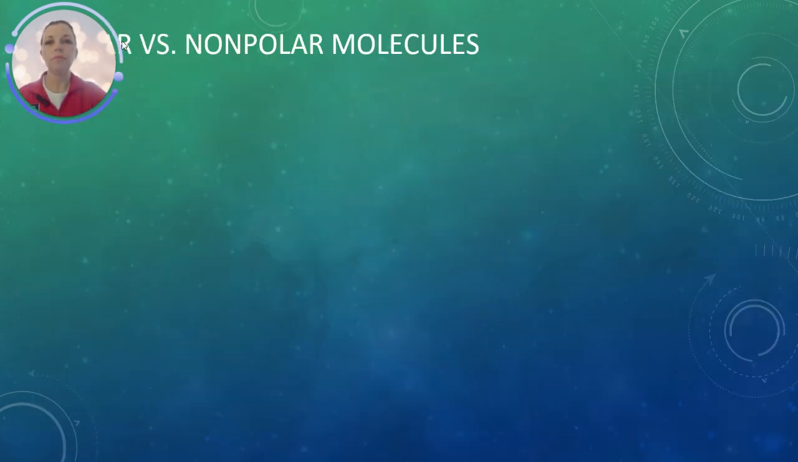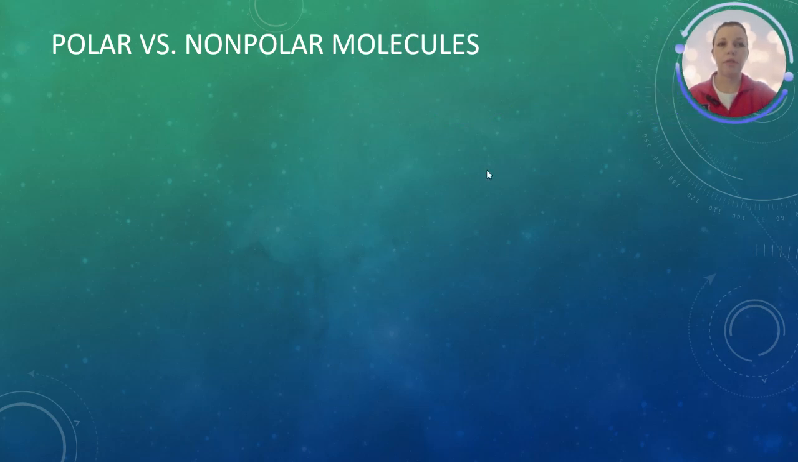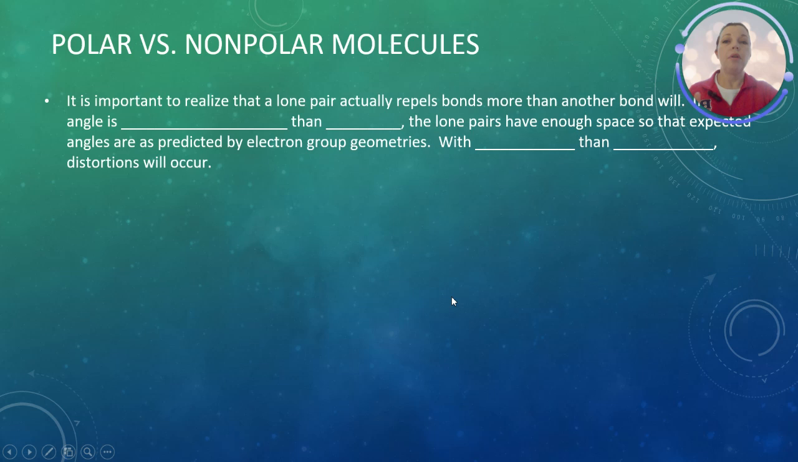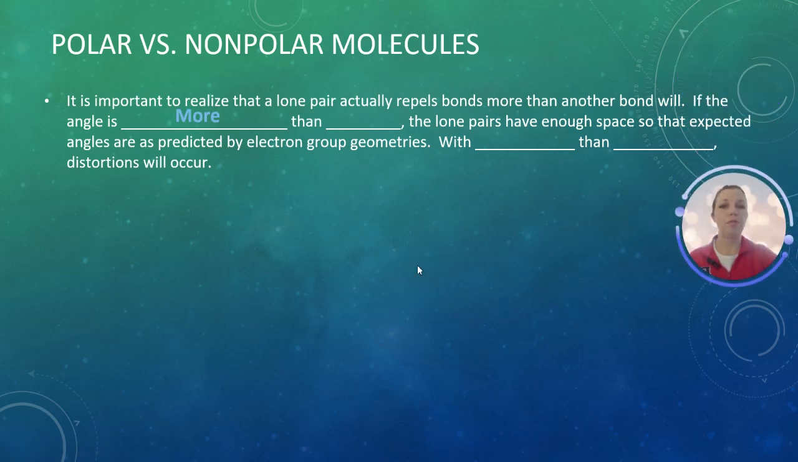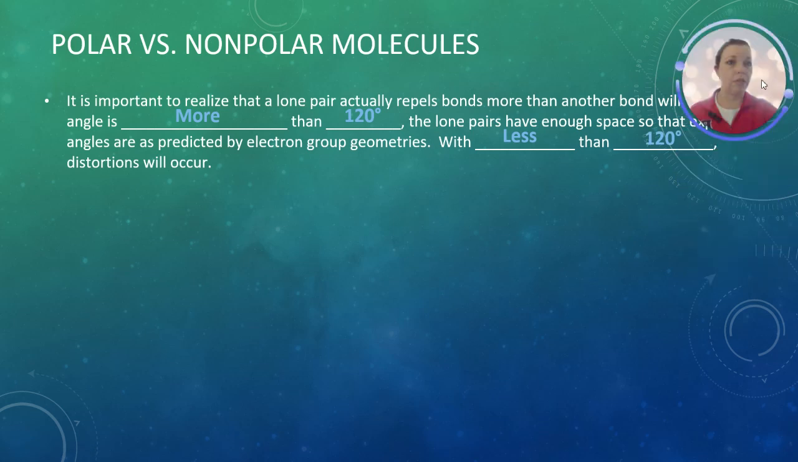All right, so then let's think about polar versus nonpolar molecules. So we've already talked about polar and nonpolar bonds. It's important to realize then that when those bonds come together into a molecule, they can create a polar or nonpolar molecule. A lone pair actually repels bonds more than another bond will, as we were just talking about. And so if the bond angle is more than 120, the lone pairs have enough space, and then you don't see distortion. But with bond angles that are less than 120, you do see the distortions, okay?